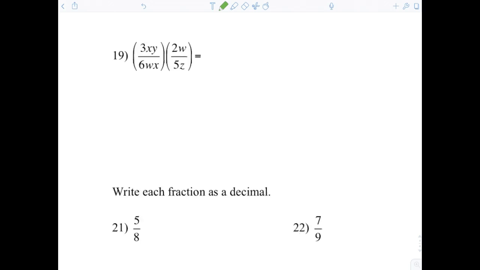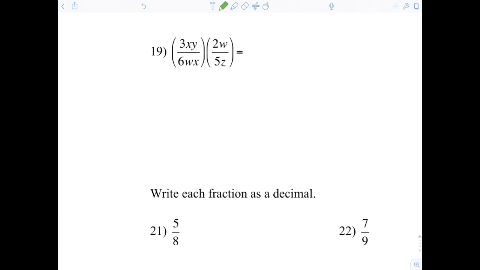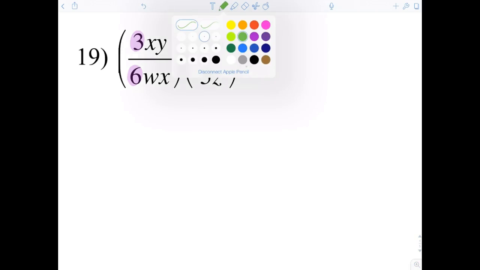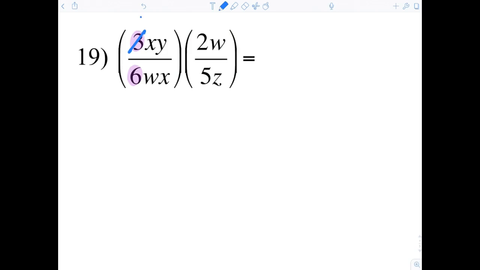Now I want you to put a star by these. These have a little bit of algebra in them. I was just trying to see how smart you actually are. With the fractions, I want everybody to reduce the numbers first. So I'm looking at this 3 and this 6. Can you reduce vertically? Yes. So what can I reduce that by? 3 goes into 3 once, 3 goes into 6 twice.